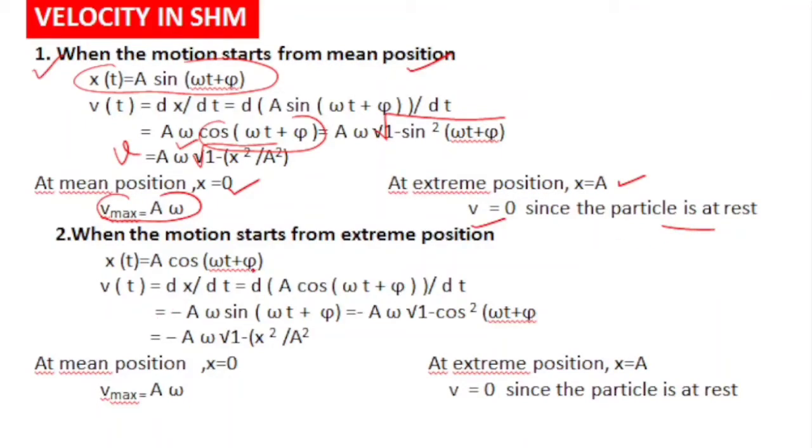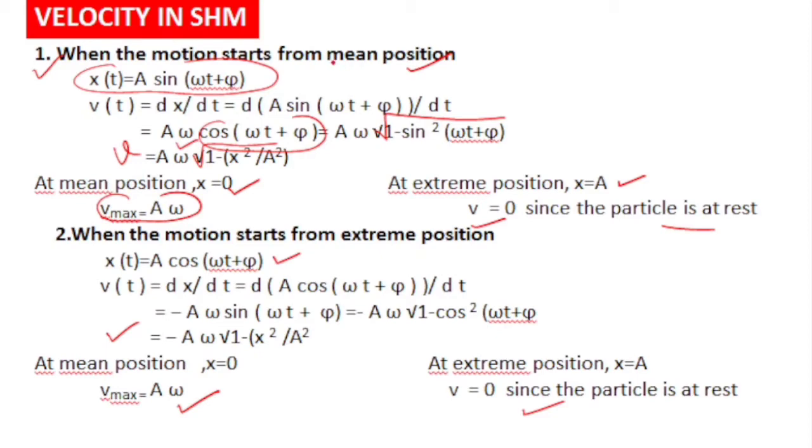In the same way, when the motion starts from extreme position, you use the equation a cos(ωt + φ). You can use any equation; the answer is the same. If you differentiate this one, you get velocity minus aω under root 1 minus x square by a square. Again, at mean position x is 0, velocity is maximum, and at extreme position, x equal to ±a, velocity is 0, since the particle is at rest.